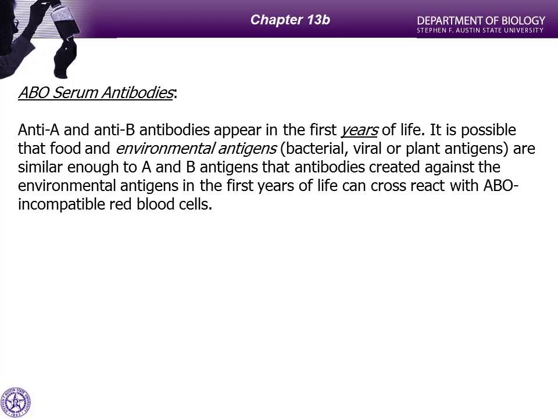No, it's not inherited. In fact, it's believed that it could be some environmental agent that we encounter that leads us to develop antibodies that cross-react, that are similar enough to our A or B blood groups that cause us to have those antibodies. But to me, it seems like if it's that random, why aren't we making antibodies against our own antigen types? So I haven't wrapped my head around that.